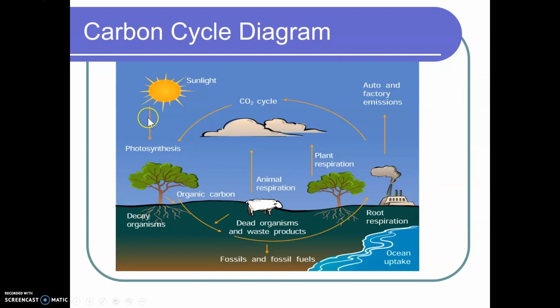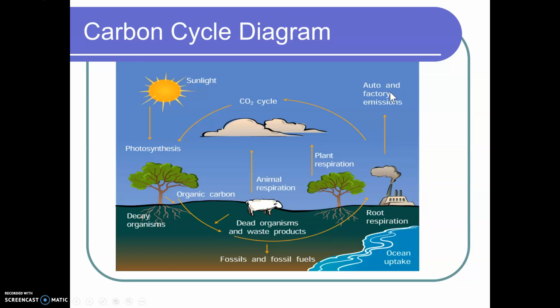Again, our plants are going to go through photosynthesis. They're going to make that organic carbon, that glucose. Our plants will eat it, or our animals will eat it, or the plants will just die, and our waste products become fossils and fossil fuels. These fossils and fossil fuels will either release carbon dioxide on their own, or they're going to get burned up in cars, in factories, and release that carbon back into the air.